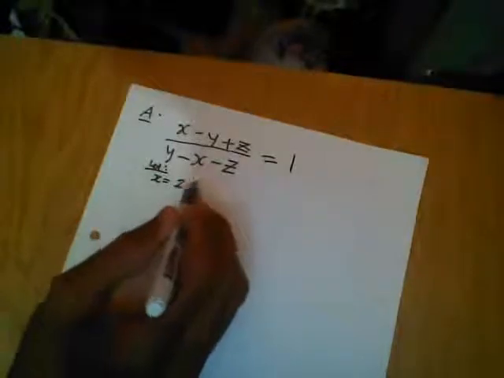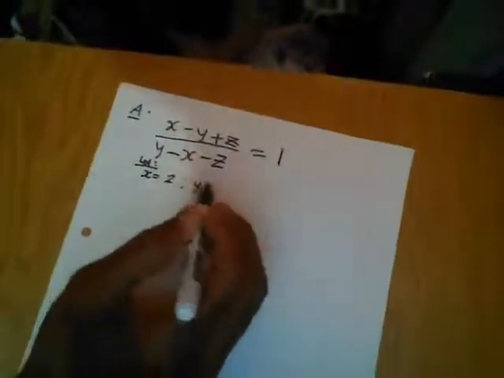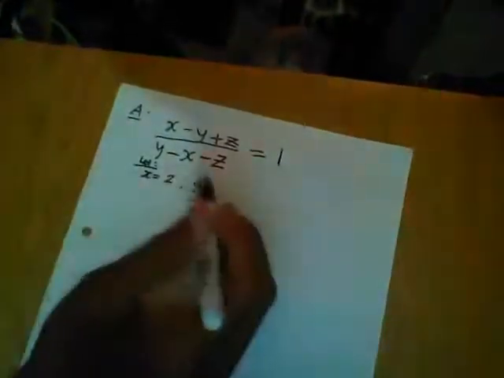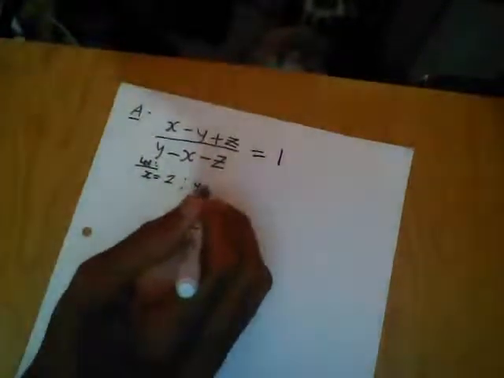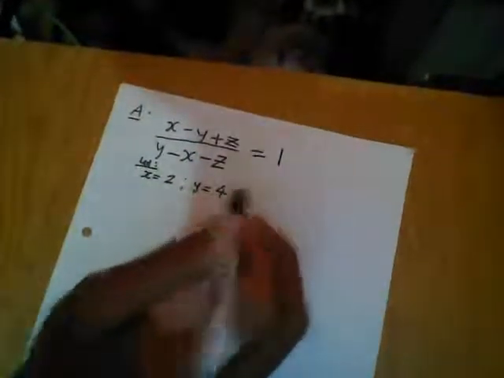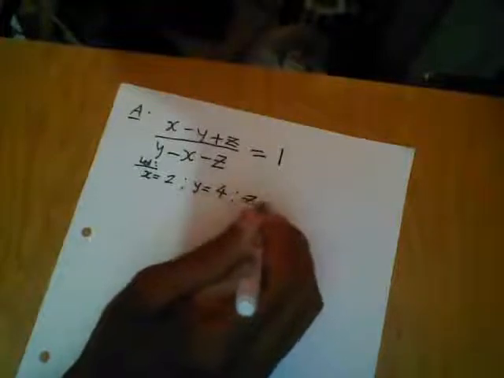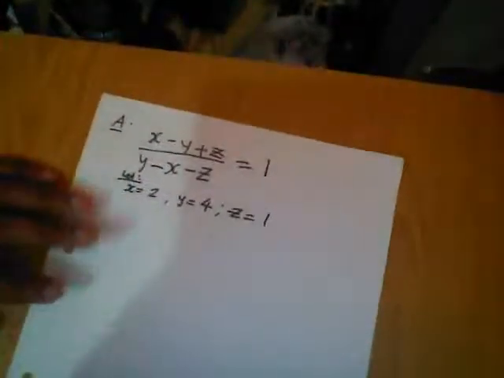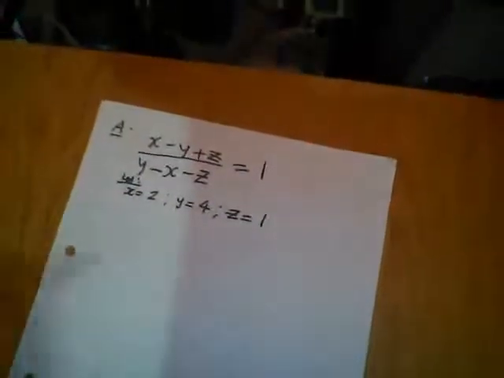Let's say x equals 2, y equals 4, and z equals 1. We take these values, plug them in, and see if the expression is true, that is, whether it equals 1 or not. So let's set those values into the equation.